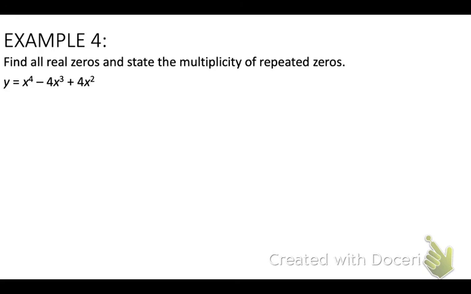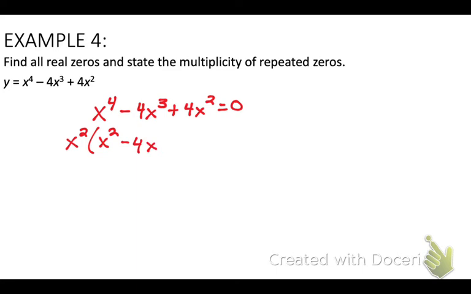All right, let's try another one. x to the 4th minus 4x to the 3rd plus 4x squared. So I'm going to set it equal to 0. Can we factor anything out? x squared, I like that idea. If I take out an x squared, I'm left with x squared minus 4x plus 4 is equal to 0.